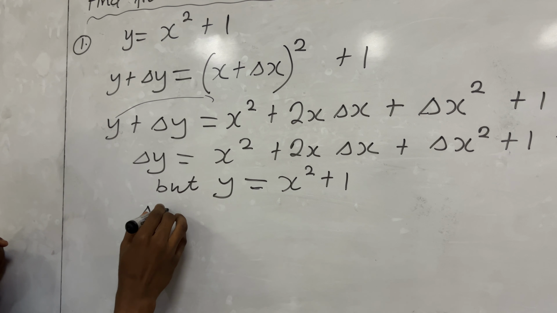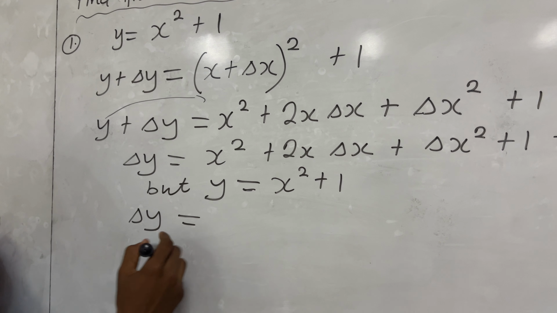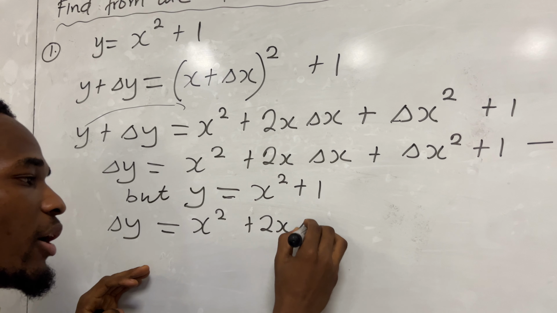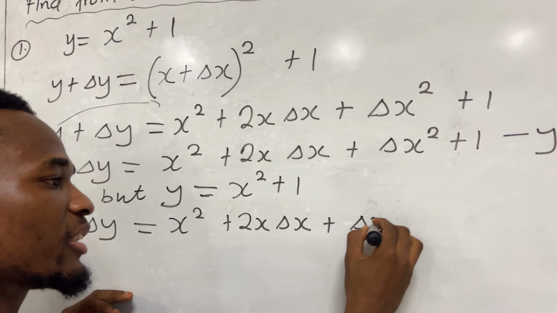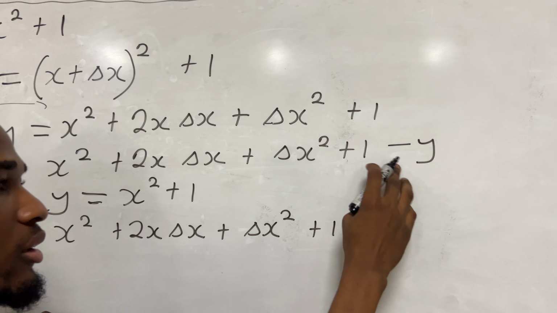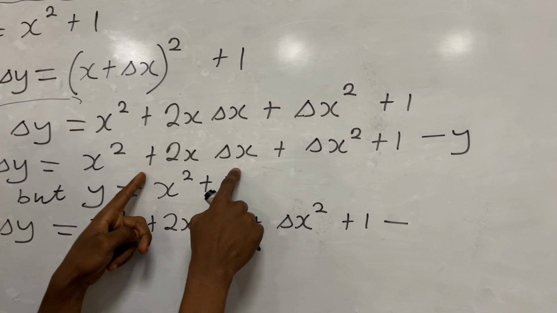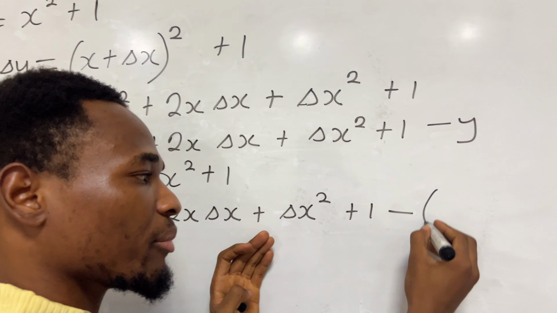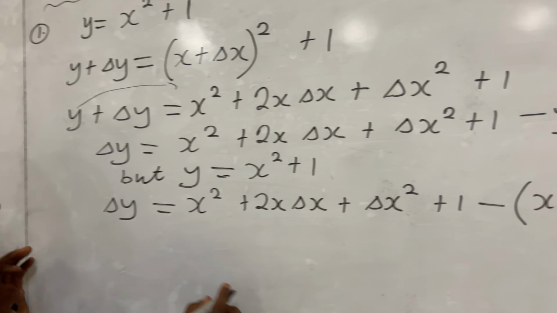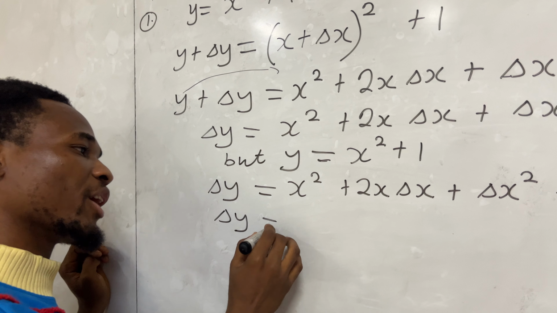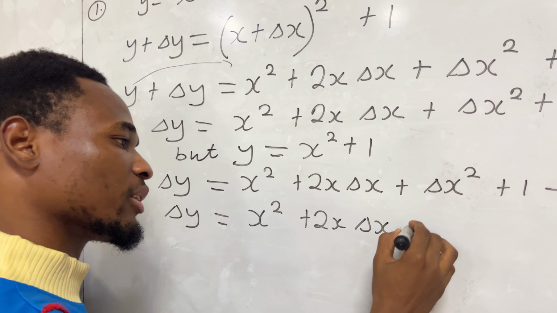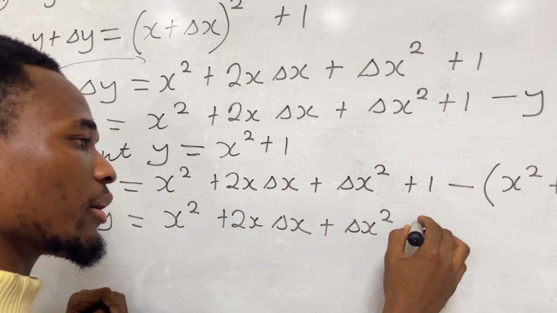So that is change in y equals, I have my x squared plus my 2x delta x plus my change in x squared plus 1 minus y. But you realize that y here is an expression, so I'll put it in brackets. So it will be x squared plus 1. So change in y equals x squared plus 2x change in x plus change in x squared plus 1.